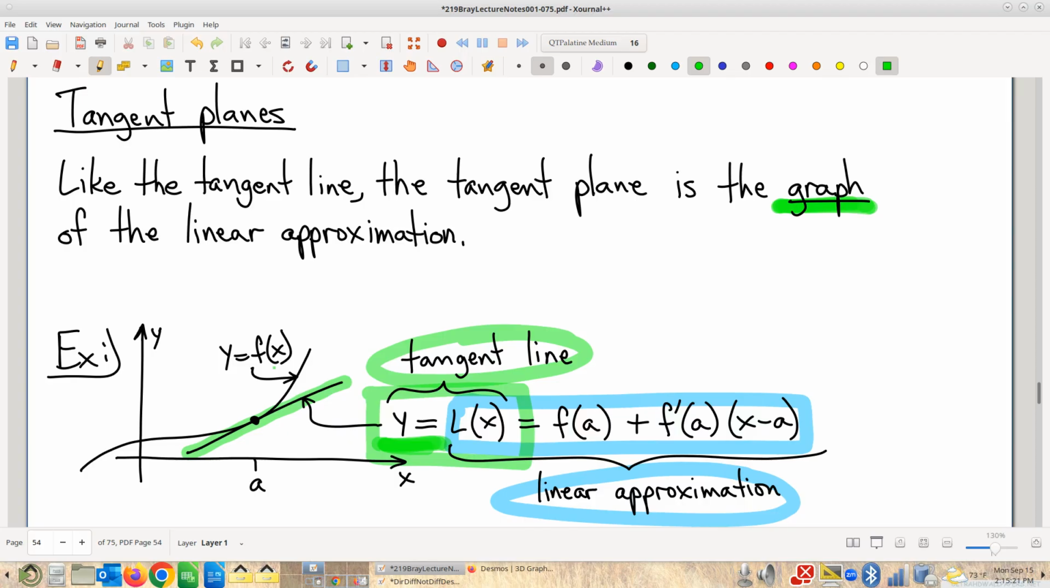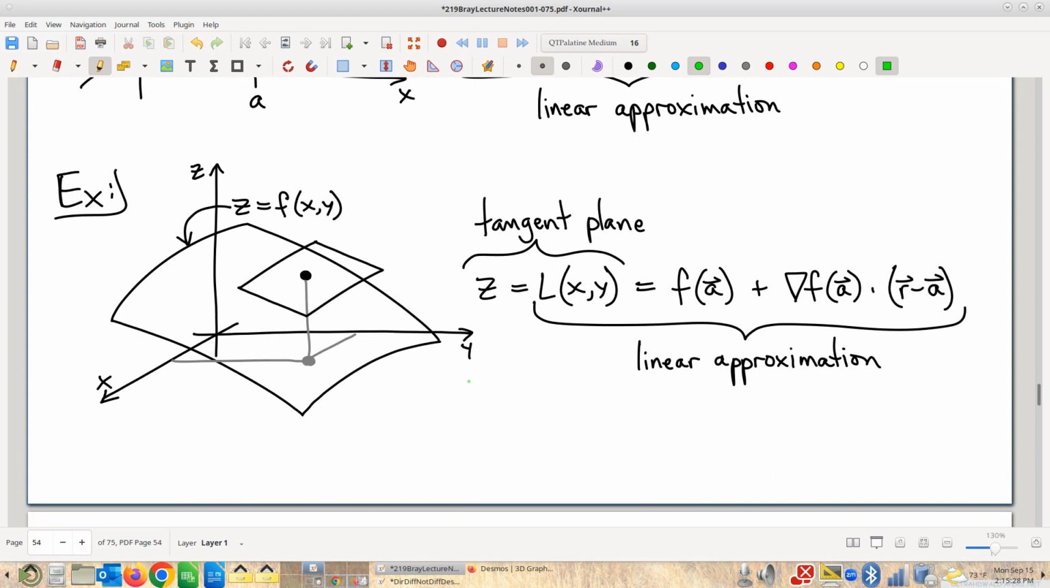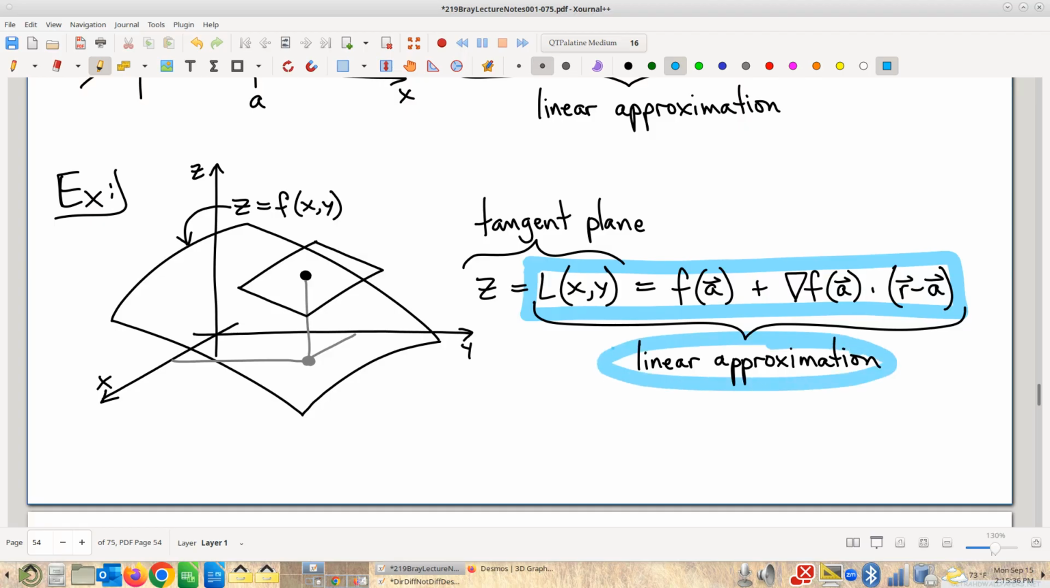Okay, with this in mind, we're going to make the same distinction, thinking about linear approximations of functions of two variables. Here's our formula. That's the linear approximation. The different thing that we want to relate it to is the graph of that linear approximation. And when you write this down, z equals, and then you look at the formula for the linear approximation, what you're going to get is a plane.